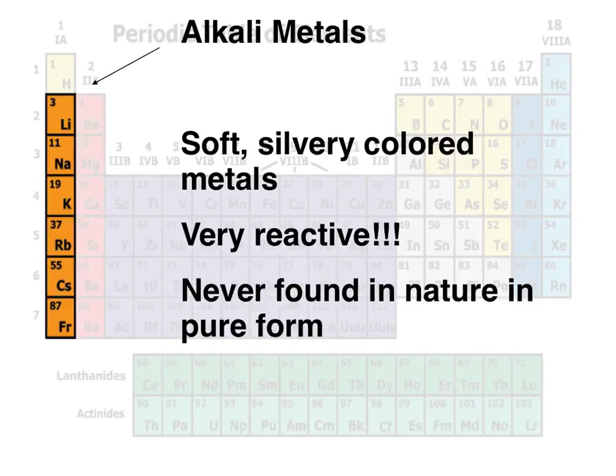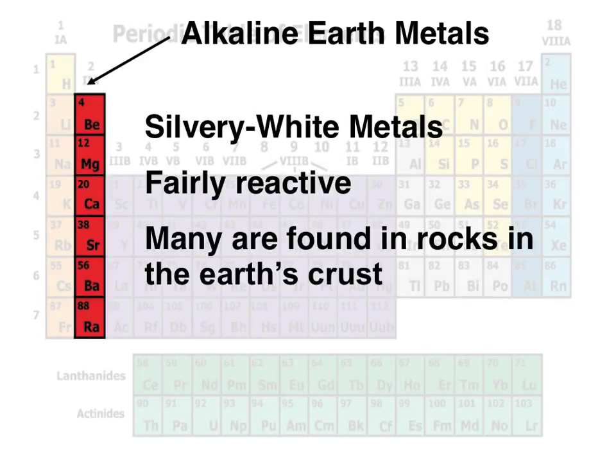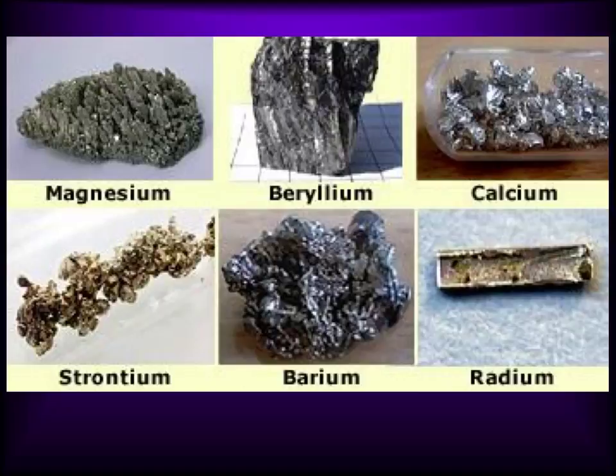Okay, the second group on the periodic table that we're going to talk about is the alkaline earth metals. So these metals are fairly soft, but not as soft as the alkali metals. Okay, and they tend to be silvery or white. All right, they're sort of reactive, but not as reactive as the other ones. Okay, and we call them the earth metals because they're commonly found in rocks and soils in the Earth's crust.